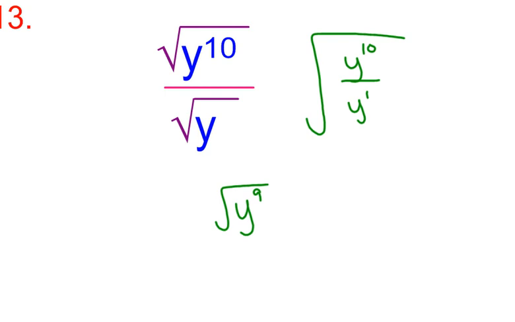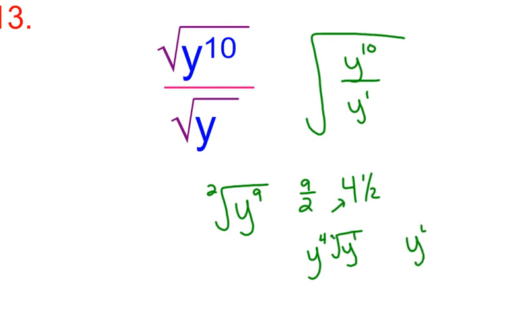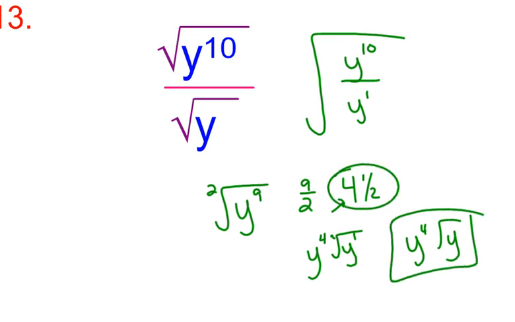Then I try to break that down. I would have 9 halves that I try to divide out. 9 halves is 4 and 1 half. So it divides evenly 4 times, which gives me y to the 4th. My remainder is y, the square root of y. That's where my 1 half goes. So my answer is y to the 4th root y. And again, if you need work on breaking down stuff like that, we'll do some of that tomorrow.